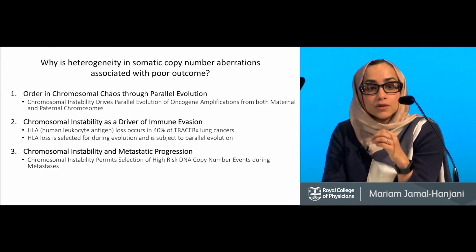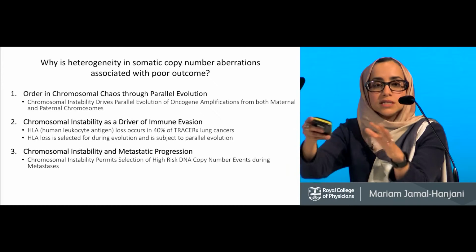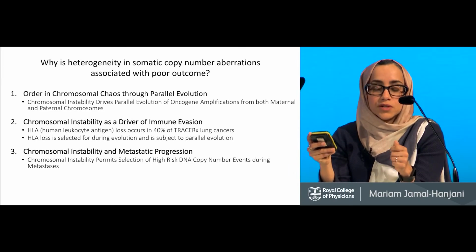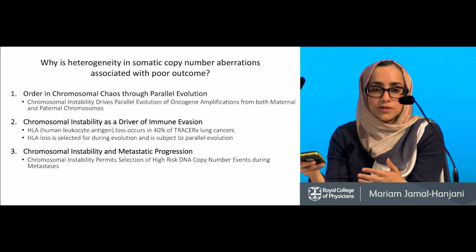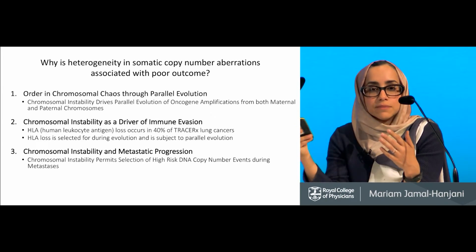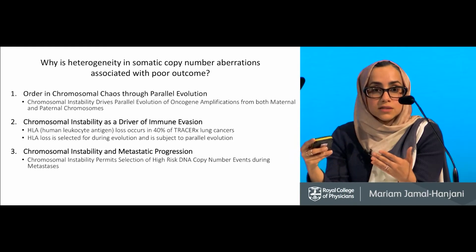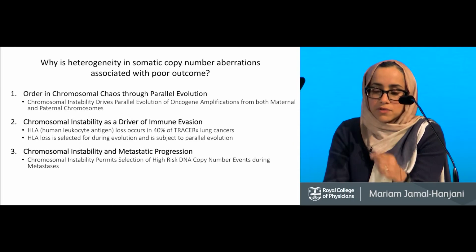We see that chromosomal instability drives parallel evolution. So these different populations of cancer cells have abnormal genetic events that occur involving the same gene, but in different alleles, paternal and maternal alleles. So there's a drive for the same signaling pathway that involves an oncogene that is predicted to drive a cancer occurring in both alleles that the patient would have inherited from mother and father.